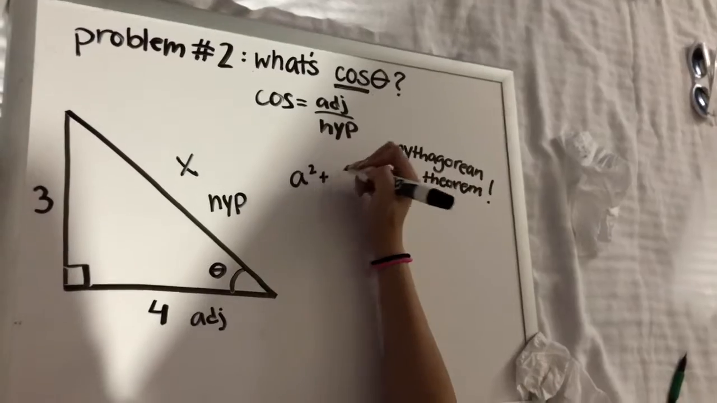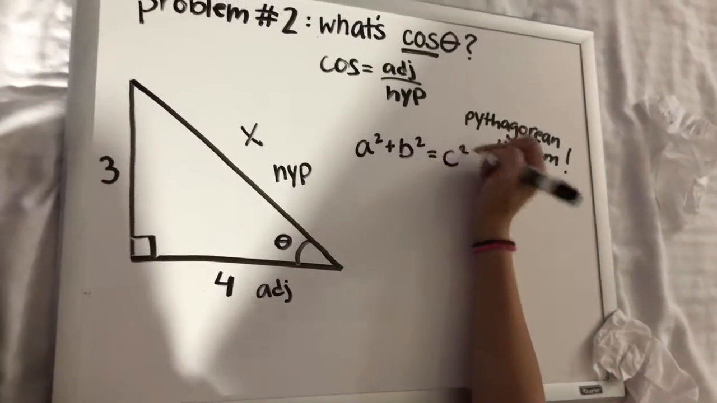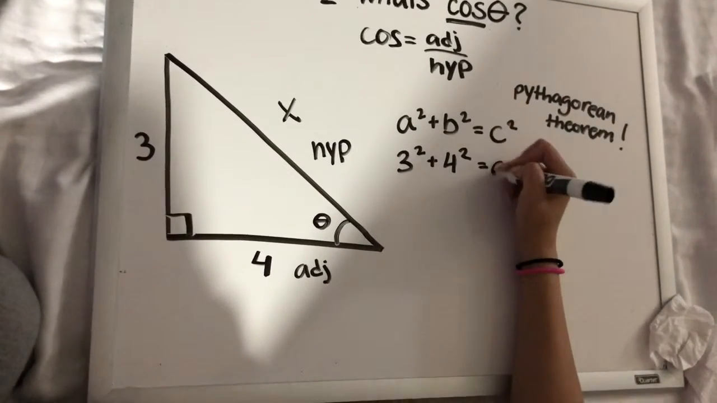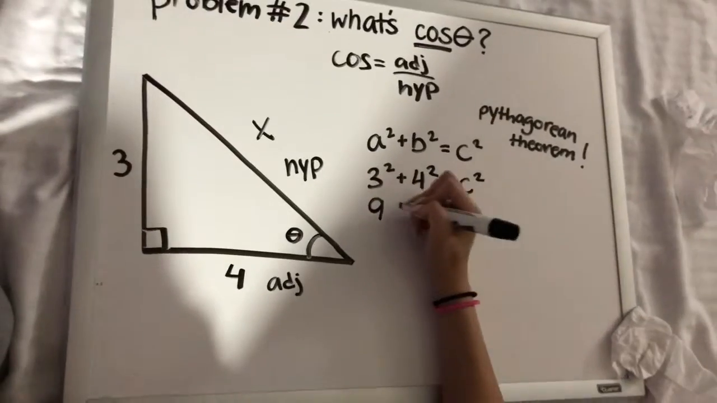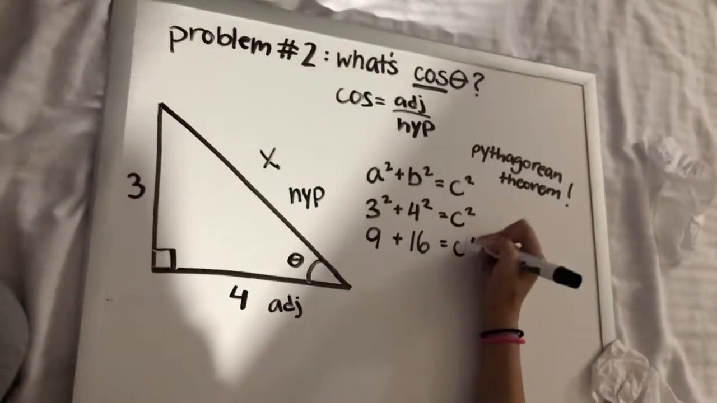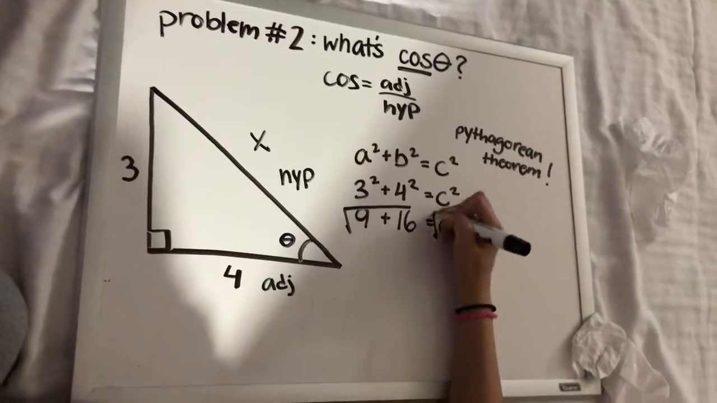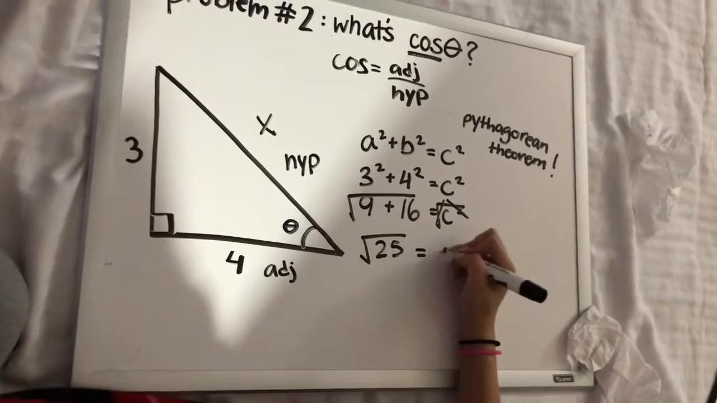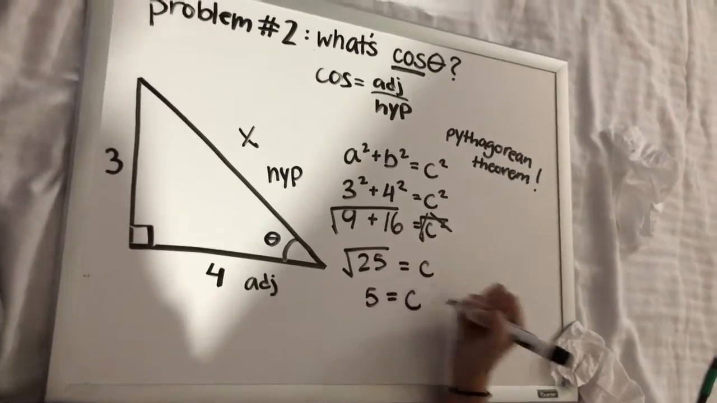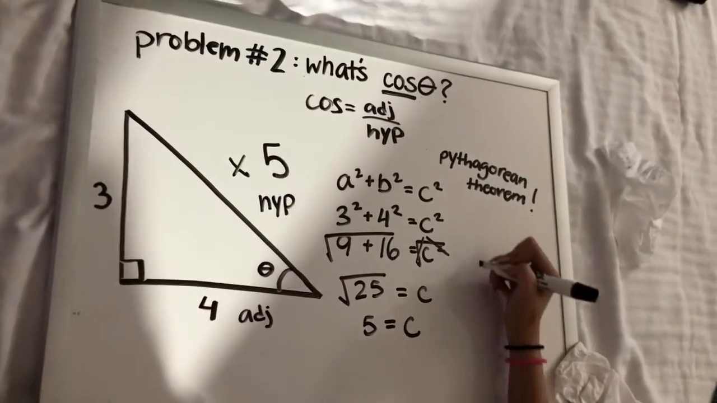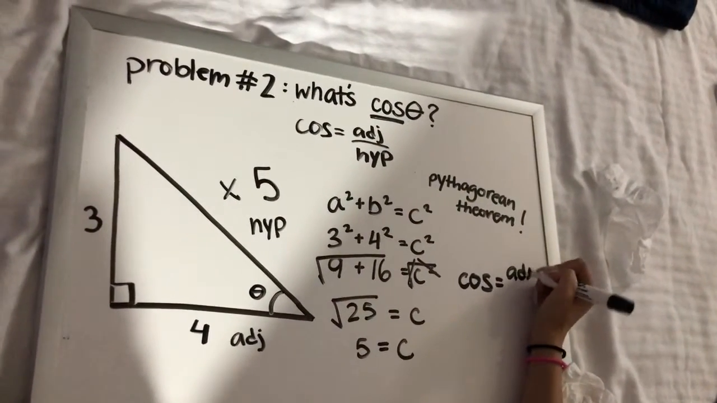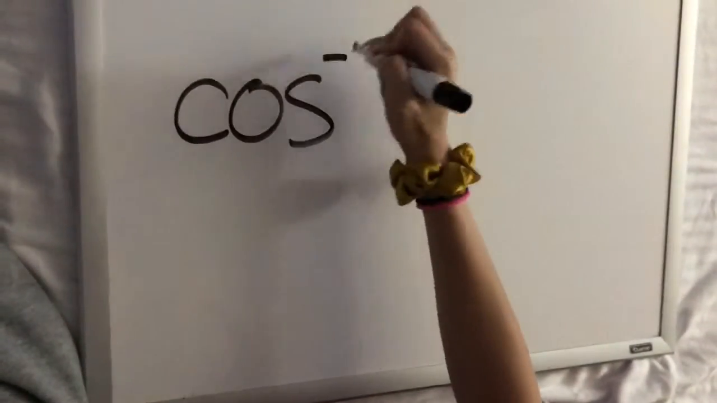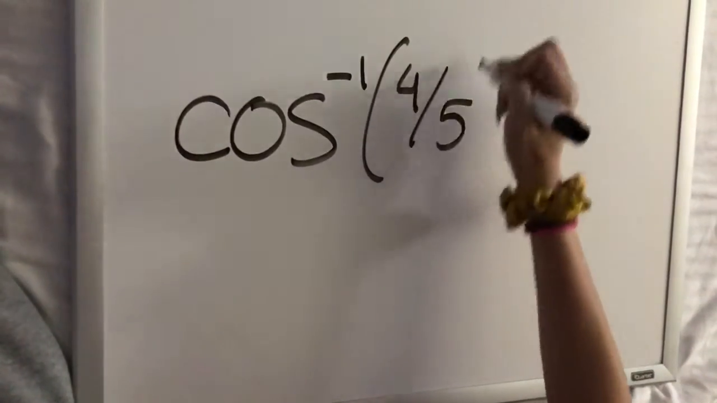The formula for the Pythagorean theorem is a squared plus b squared equals c squared. We plug in 3 for a and 4 for b so we can solve for c. And after solving all of that, we get the answer of 5. And then we plug in 4 for the adjacent and 5 for the hypotenuse side. And in order to solve for theta, we have to do the inverse cosine of 4 over 5 to get our answer.